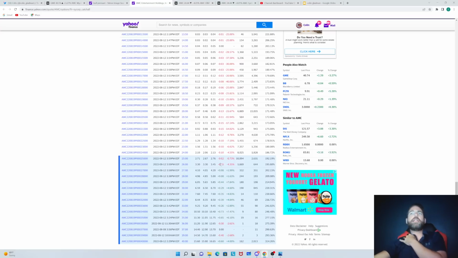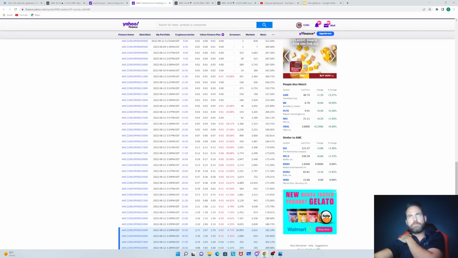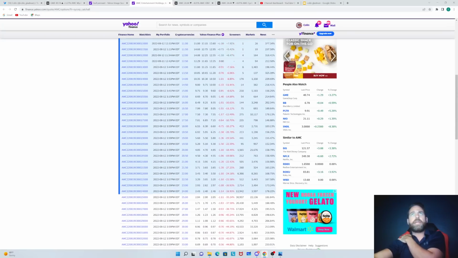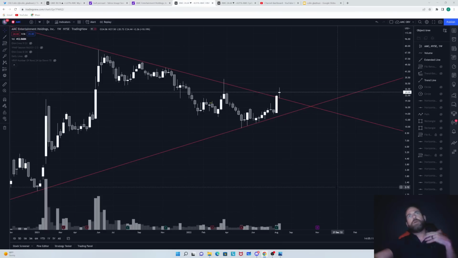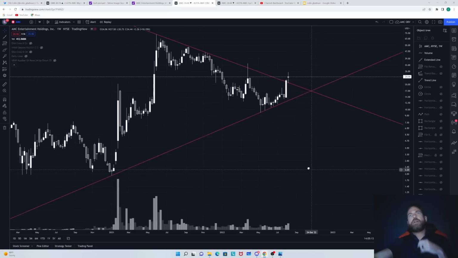So not a lot of standing in the way as far as the option chain goes, as far as AMC being able to move upwards this week. So now let's look at the chart. Same thing, this is going to be the weekly chart on AMC.